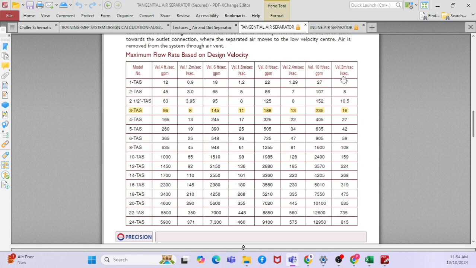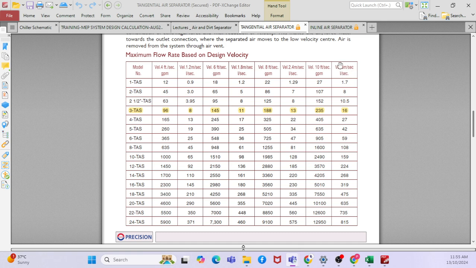Remember, whenever you do the flushing, your flushing velocity will be 3 meter per second, so that if there is any scale formation or any air bubbles, it can be carried to the air separator or dirt separator. That is why we are maintaining the velocity. If you don't maintain the velocity, the scale will settle at the bottom of the pipe. Then there is a chance of corrosion or damaging the pipe. So you have to have a certain velocity in the system to carry your air bubbles or scale formation to the air separator or dirt separator. Clear, right? So whenever you design the air separator, you will be designing at 3 meter per second.